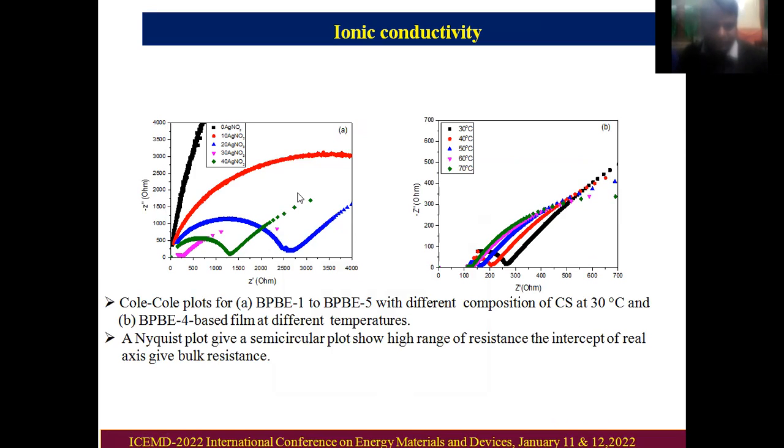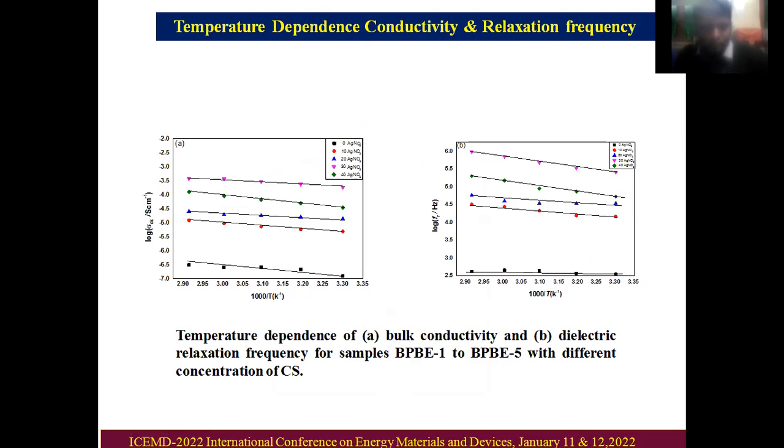The first figure shows the concentration dependent plot, and the second figure shows chitosan at 30 degrees centigrade for different temperatures. Temperature dependent conductivity and relaxation frequency. So the concentration dependent conductivity or relaxation frequency is plotted against 1000 upon T per Kelvin.